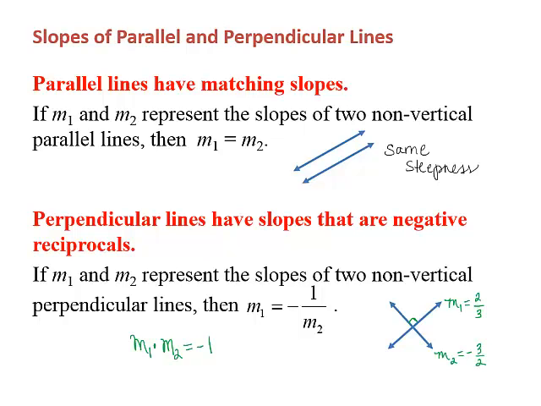And you can see that if one of the lines is increasing, that has a positive slope, for the other line to be perpendicular, it has to be going in the opposite direction, so it would be a negative slope. Also, for the slopes to be reciprocals means that one line's rise is the other line's run, and vice versa.